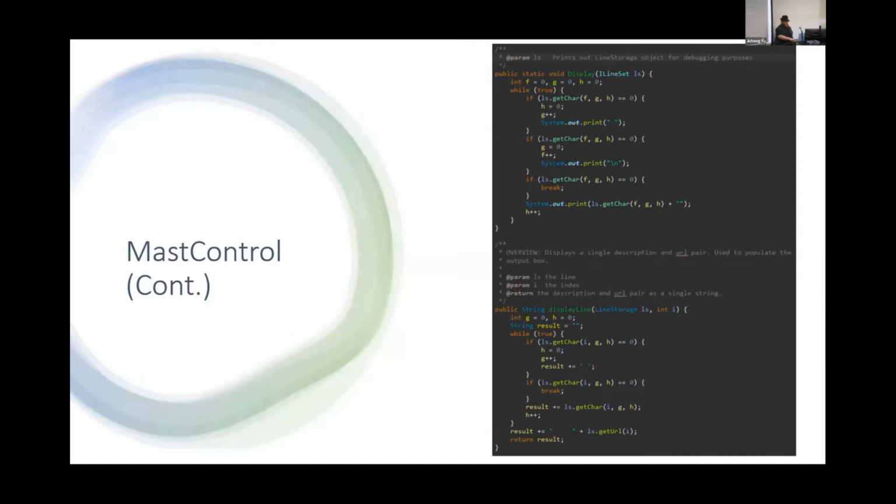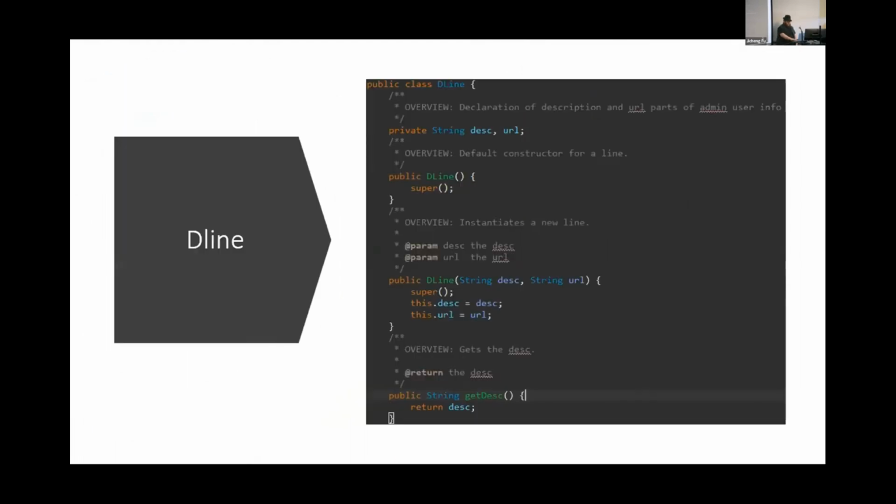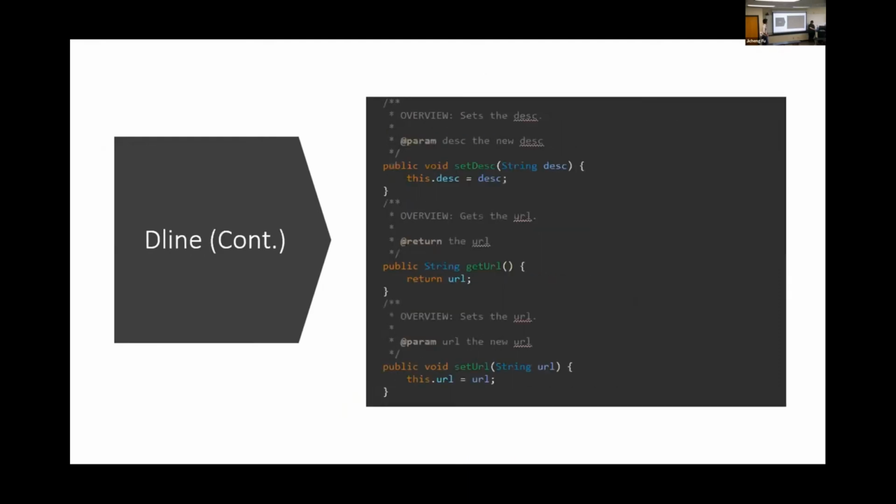And then next we have a continuation of master control. We just have a display method, which is for our purposes for debugging. And then we also have display line, which outputs the line storage object, whether it's master control or alphabetizer, just whatever we want, into a single string. Next, we have D-line. This is the model for stuff going in and out of the database. We just have a string description and URL, and I think accessors for each.